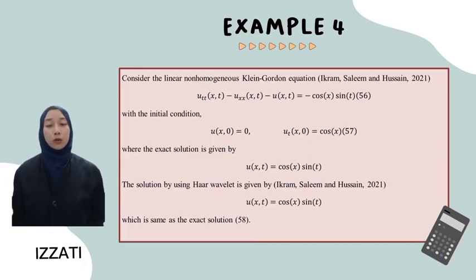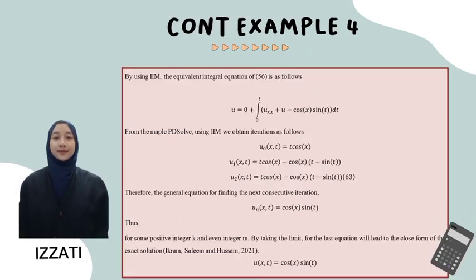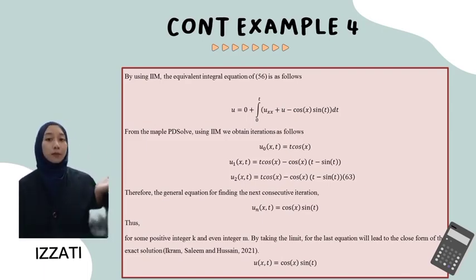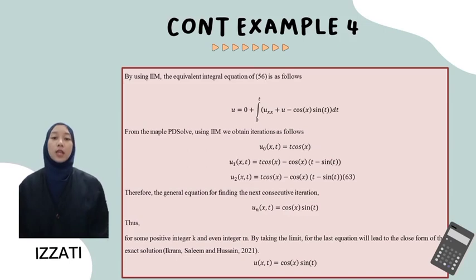Consider the linear non-homogeneous Klein-Gordon equation from research done by Ikram, Salim and Hussein in 2021, given the initial condition and exact solution as shown on the slide. Then, by using the integral iterative method, we solve the equation in Maple until we get up to u2, since we already can see the pattern. Thus, for some positive integer j and even integer m, taking the limit of the last equation will lead to the closed form of the exact solution.